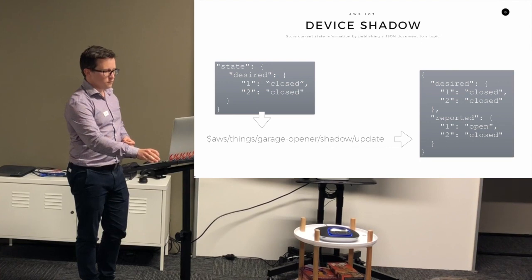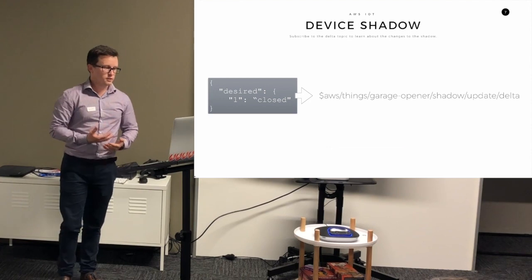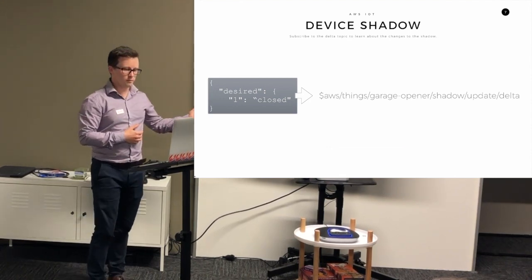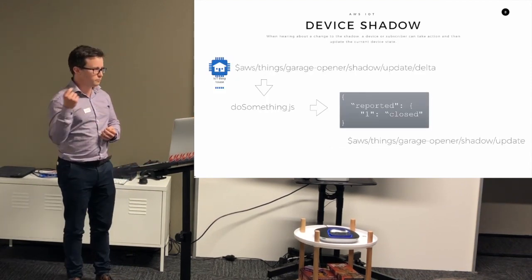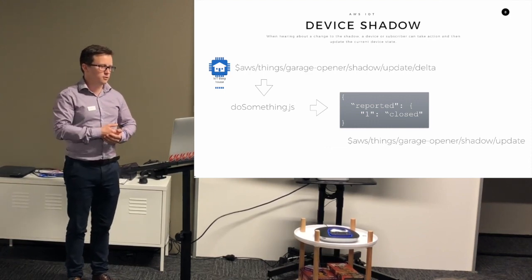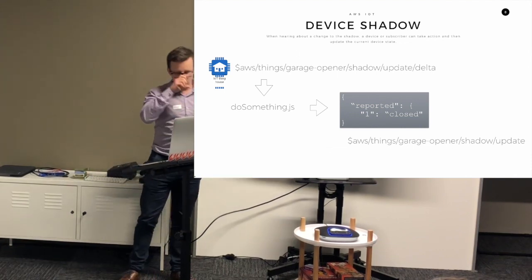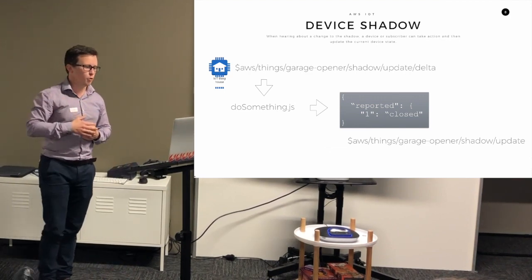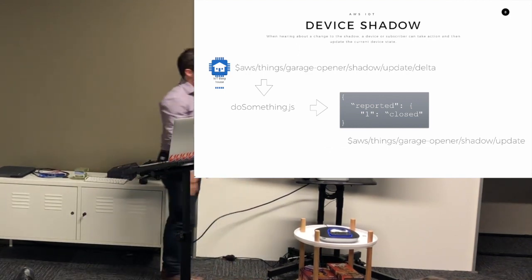Now, there's obviously a difference between the desired and the reported state. So a device shadow publishes a delta to a delta topic, and that's what my garage door is subscribed to. I've made an update to the device shadow, meaning I want a change in state. So my device subscribes to that, runs some JavaScript, and then once the device is successfully open or closed, it can go and report back on that device shadow, and that's back on the update topic.